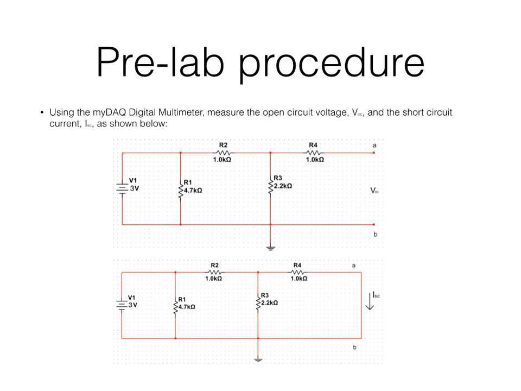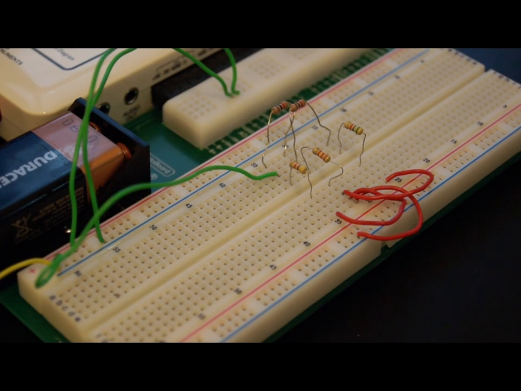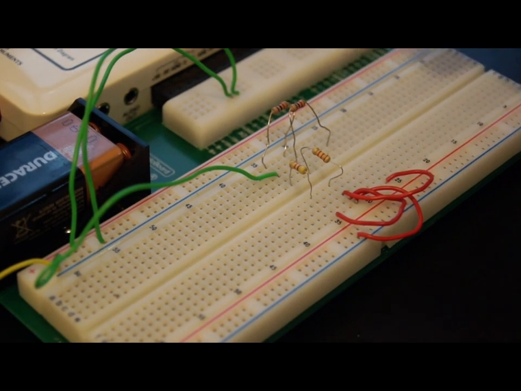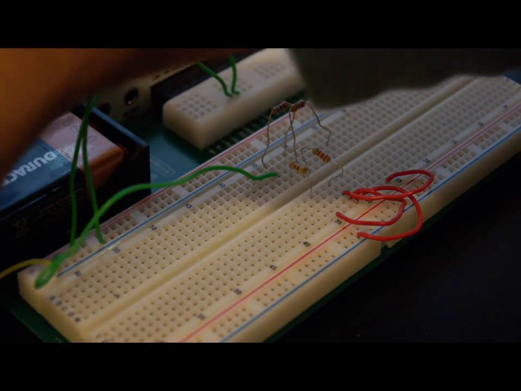Next, we will be using the myDAQ digital multimeter to measure the open circuit voltage and the short circuit current as shown below. To measure the open circuit voltage and the short circuit current, we have to remove the 5.6 kilo ohm resistor from the circuit.